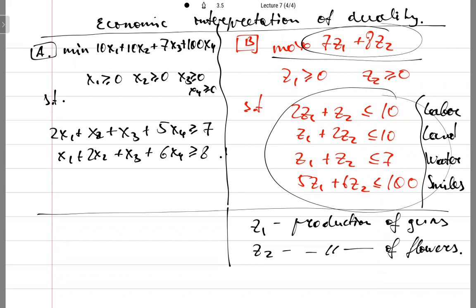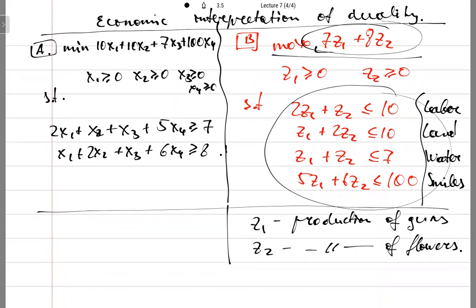So in B, he maximizes the production, and in A, he minimizes. Seven is the price of one gun, so it's the total revenue. Because he sells every gun for 7 rubles and every flower for 8 rubles. Okay. This economy is very specific.